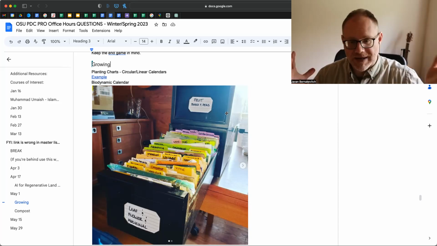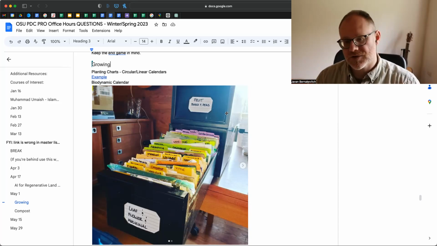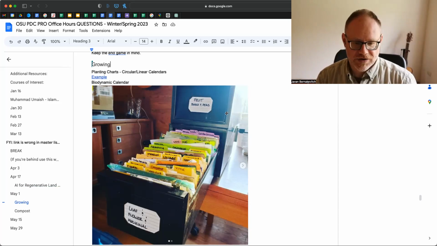So basically I would go to my calendar, I would see if it was a leaf day or if it was a fruit day or if it was a root day. And that's what I would plant, be it direct seeding or starting seedlings out and then transplanting, and when that happened.